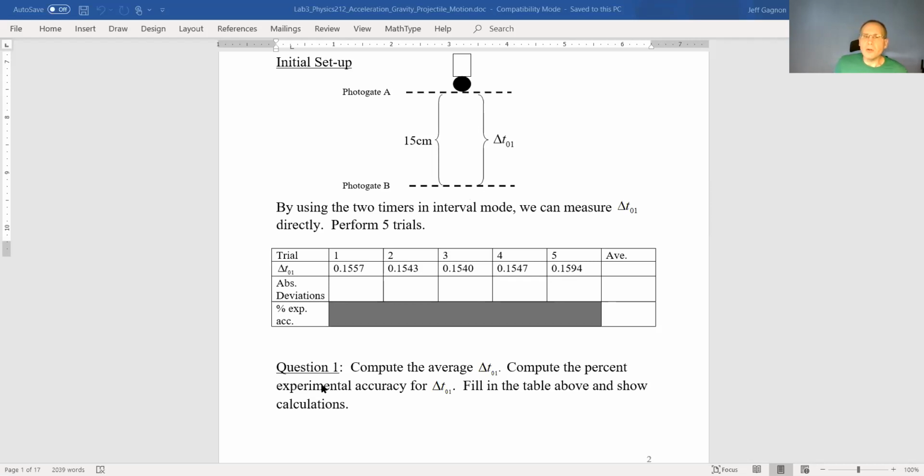So the first question that you have to work on for your lab report is to compute the average delta T01. So what is the average time for that ball to fall the first 15 centimeters? Just given those data values, compute the average. Then I also want you to compute the percent experimental accuracy.